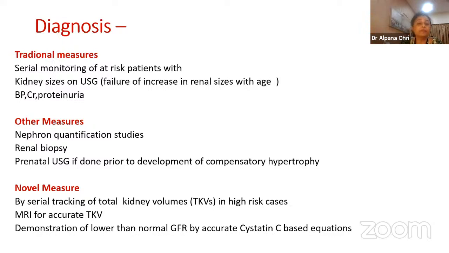Theoretically, prenatal sonography can pick up if it's a unilateral condition, but this also is not applicable. So there's a novel measure which has been studied to pick up these individuals with less nephron endowment, and that is measuring the TKV or total kidney volumes in high-risk individuals. Now, TKV can be measured by MRI or by sonography. Additionally, such individuals can also be subjected to a more accurate form of GFR measurement using cystatin C-based equations.